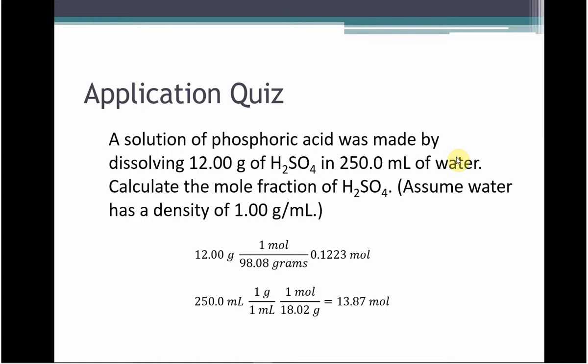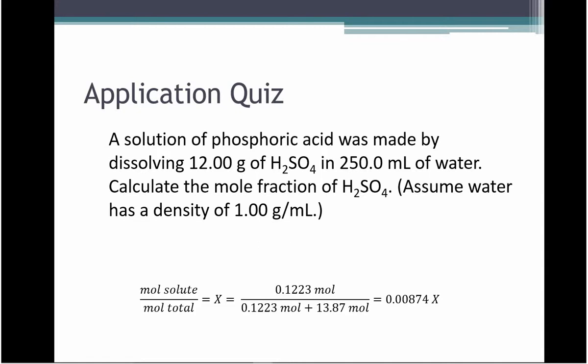So setting that up, just like before, 12 grams of H2SO4 divided by 98 gives us 0.1223 moles of H2SO4. For water, molar mass of water is 18.02. It was given even though it's not typed up. Gives us 13.87 moles of water. So to find mole fraction is just the moles of solute per moles total. So you're going to take the moles of your solute and divide by the total moles, which is both solute plus solvent, to get your mole fraction of 0.00874.